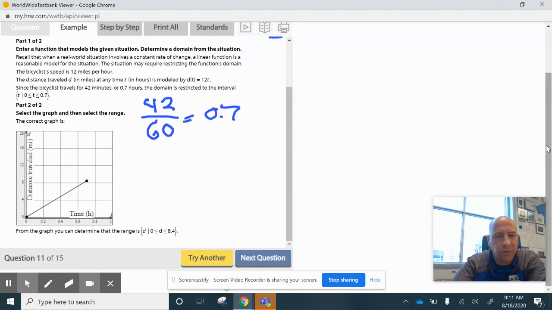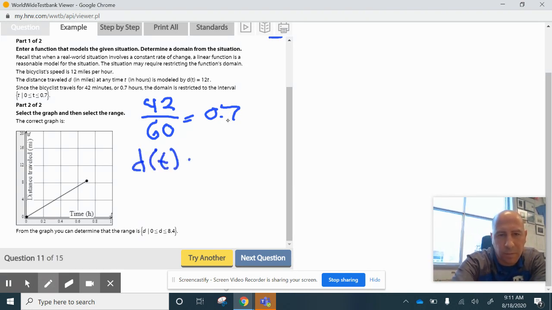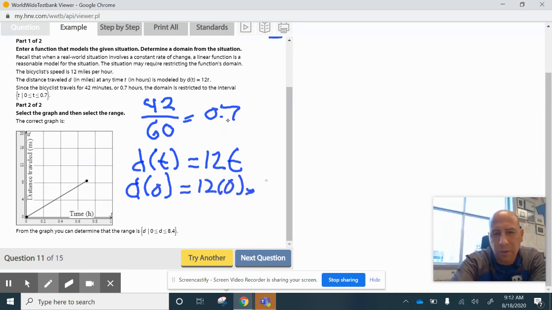All right, from the graph, you can determine the range is, so basically, we know it's going from 0 to 0.7. So where they got the 0 and 8.4 is they plugged in the 0 and 0.7 into the function. So your function is d of t equals 12t. Well, if you plug in 0, that's simple. d of 0 equals 12 times 0 equals 0. That's where they get the 0. Now they plug in 0.7 for t.